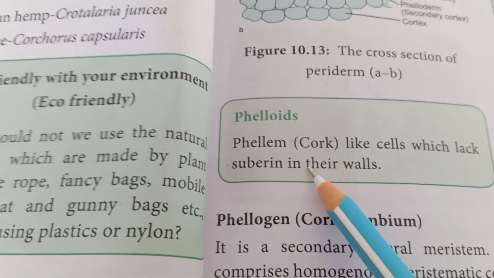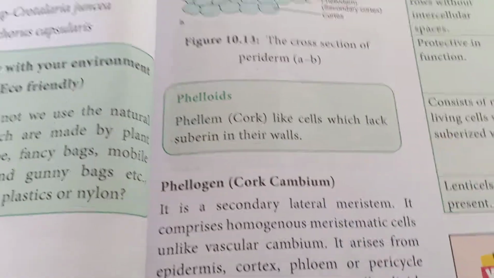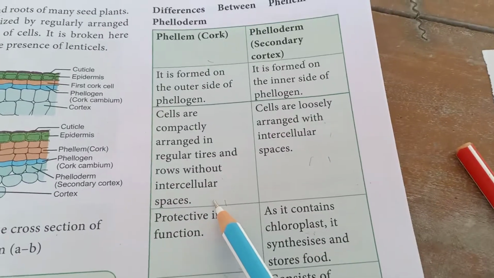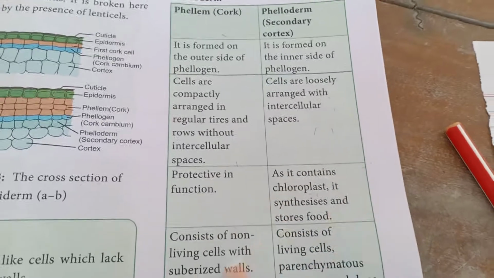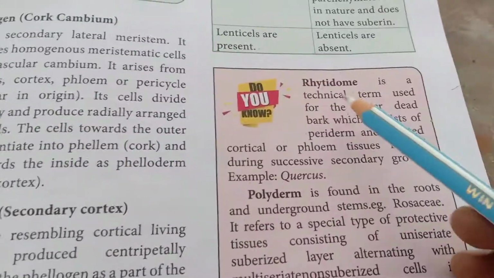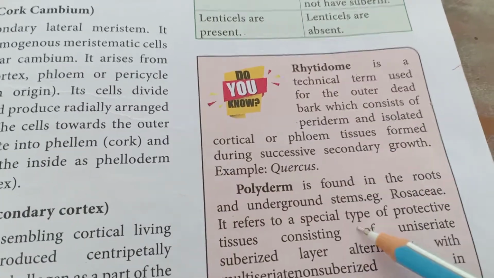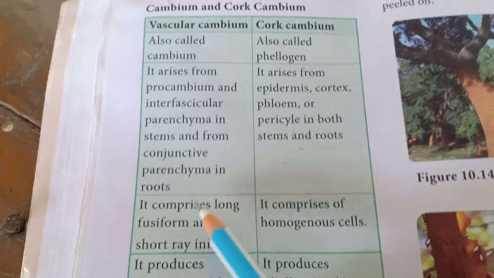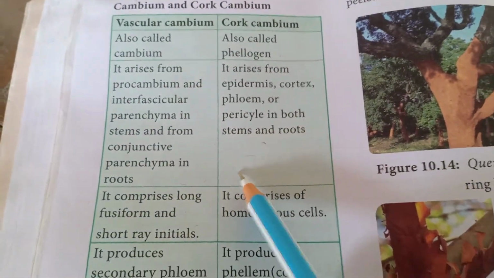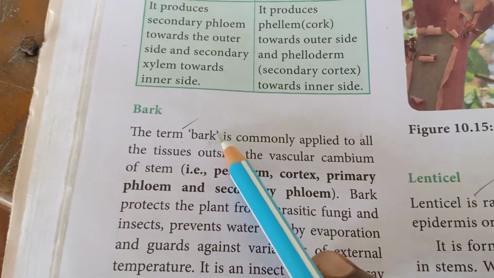So what is phelloderm? Cork-like cells which lack suberin in their wall is called the phellogen. And this is comprised in the tabular column like cork and cortex, phellem and the secondary phellem. You just learn this tabular column, and these definitions are important. Rhytidome, polyderm. Okay, learn these definitions. And then you got the difference between vascular cambium and cork cambium. Learn that.